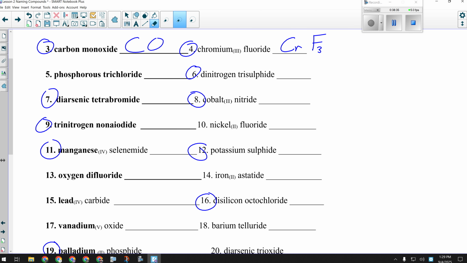Number 6, dinitrogen trisulfide, ionic or molecular? Molecular. How many nitrogens? 2. How many sulfur? 3. Done.